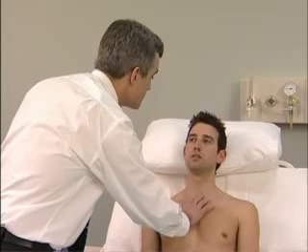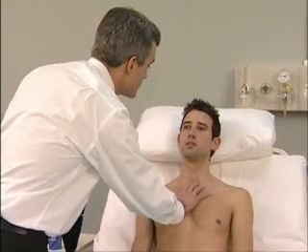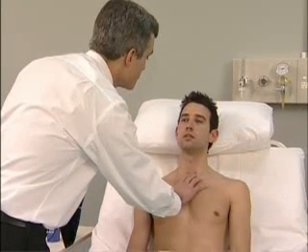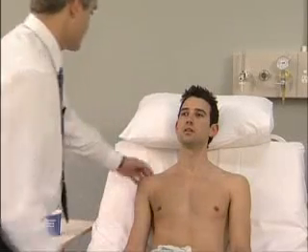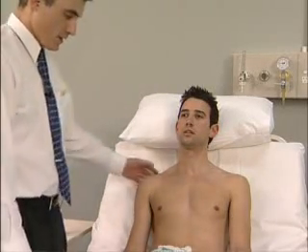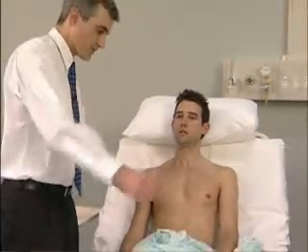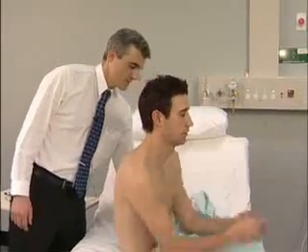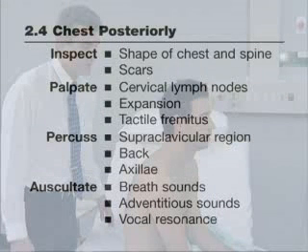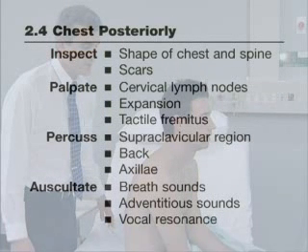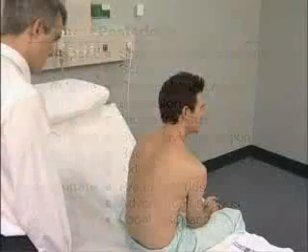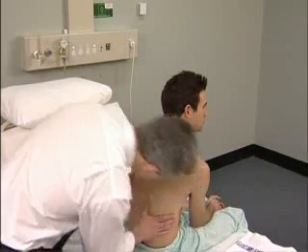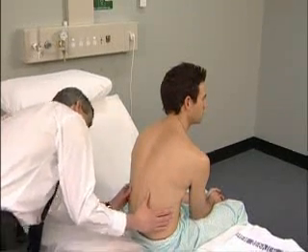Deviation of the trachea to one side suggests upper lobe abnormalities, so it may be helpful to make this assessment at this stage. Most clinicians examine the back of the chest next. There are likely to be more signs of lung disease there. Sit the patient over the edge of the bed. Look at the shape of the chest and spine.